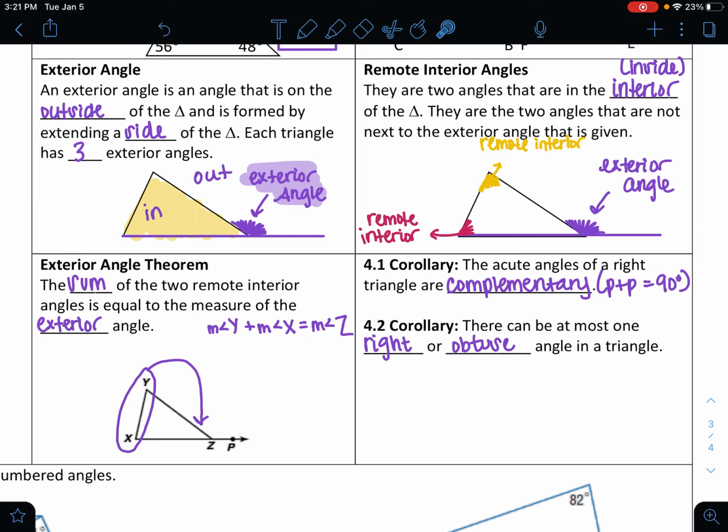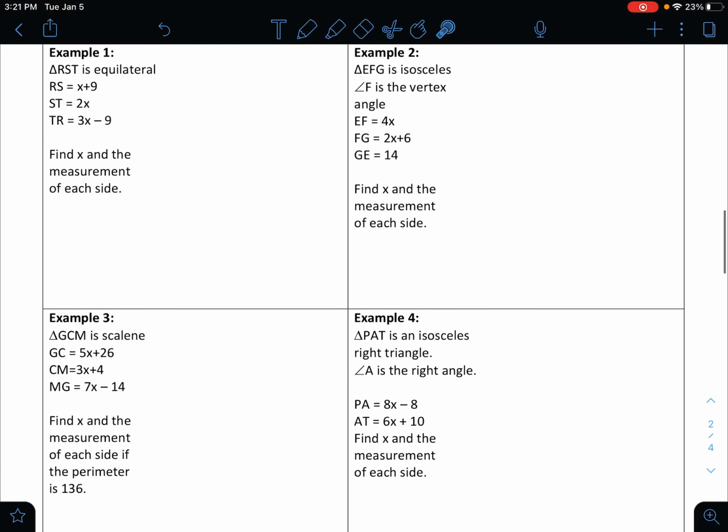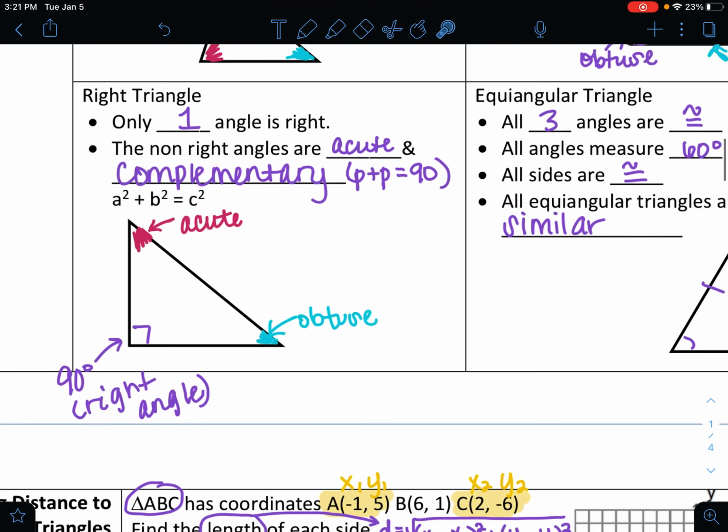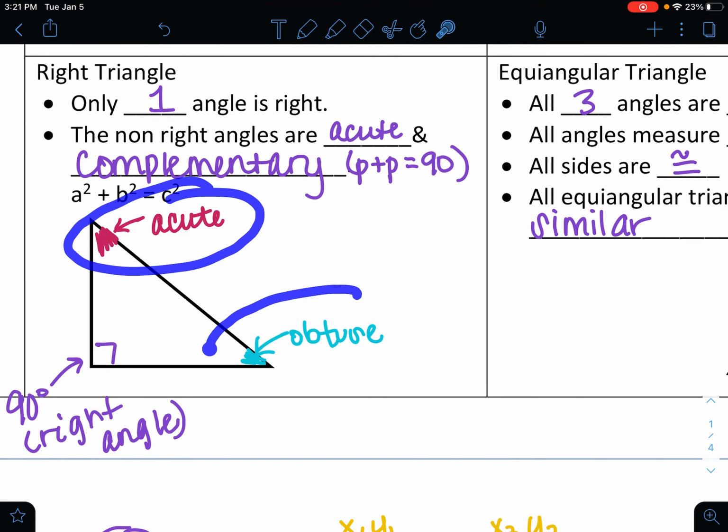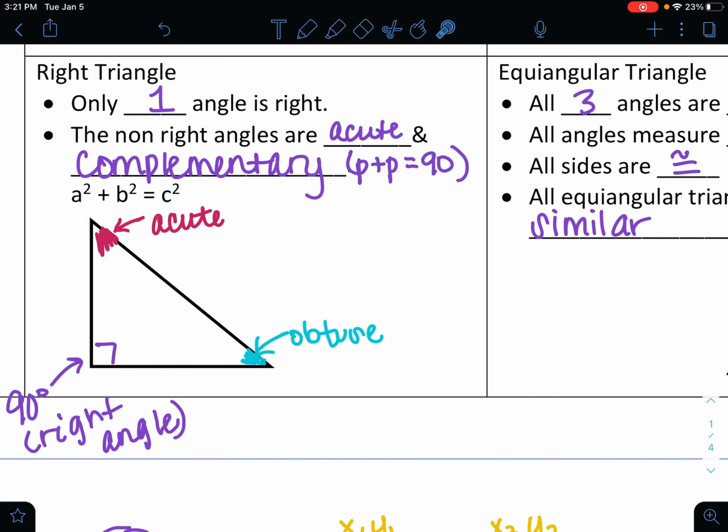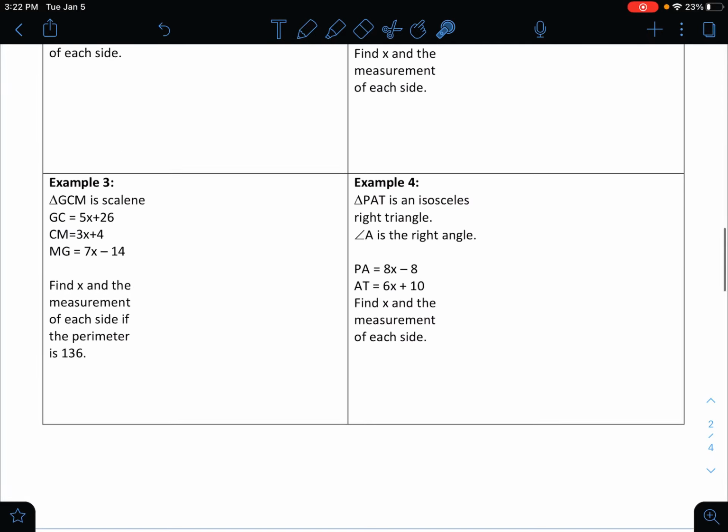All right, and some corollaries to that are that acute angles of a right triangle equal 90. We talked about that up here. So if you add this and this, they're going to equal 90 because this one is 90, and together they have to equal 180.